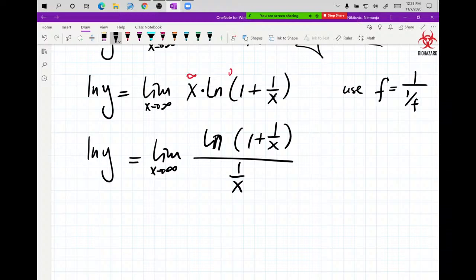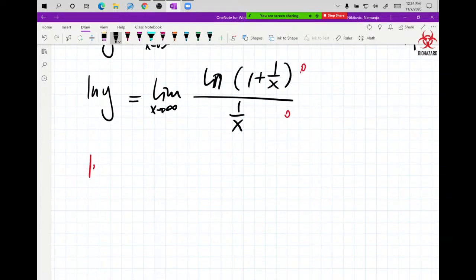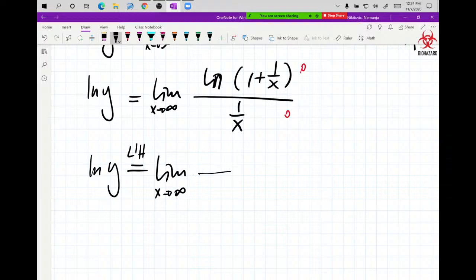situation that we have, 0 over 0 now, because over here you have 1 divided by infinity, that's 0. When you take one unit and cut it infinitely many times, each piece that you're left with is of the size 0. So now that you have this situation, we are going to take a look at the derivatives. So ln y, and now we do the L'Hopital. Keep the limit there. And now we have to take the derivatives.